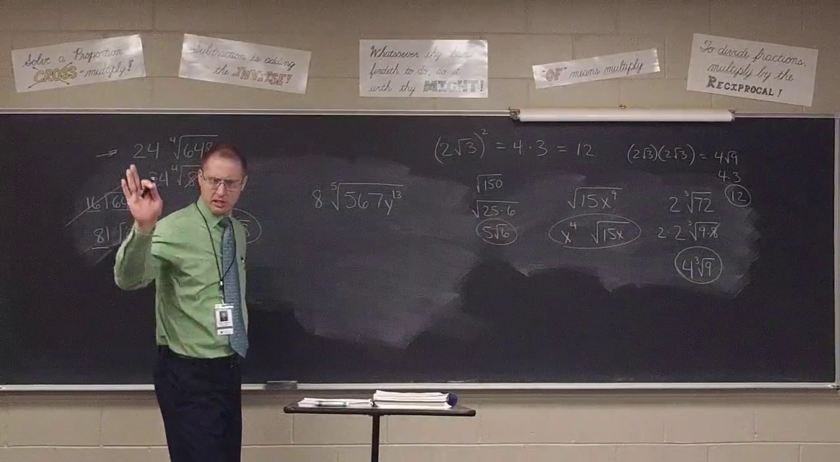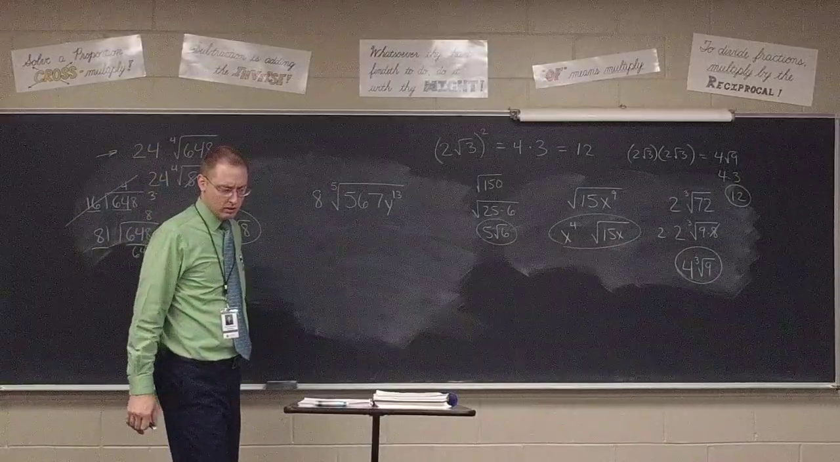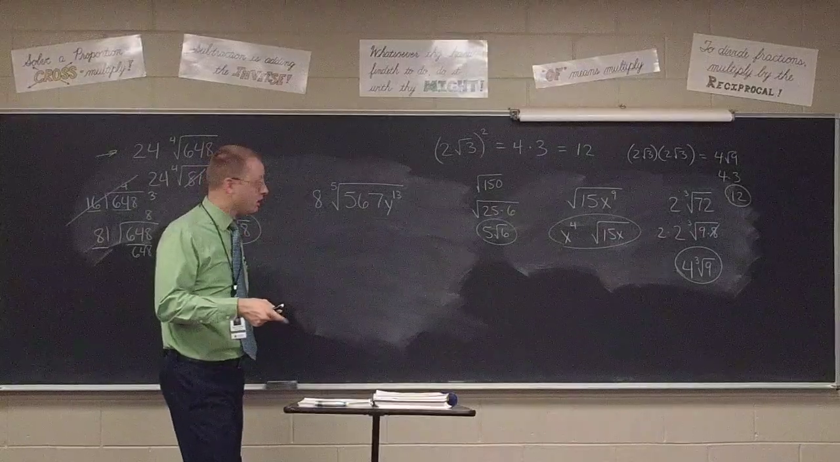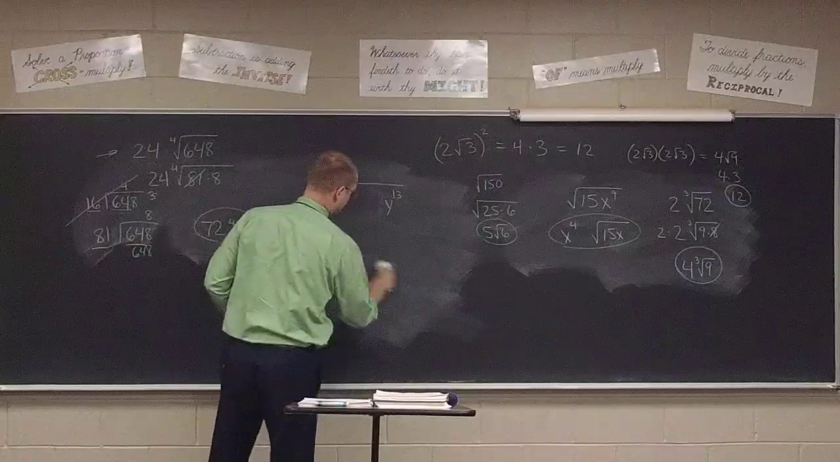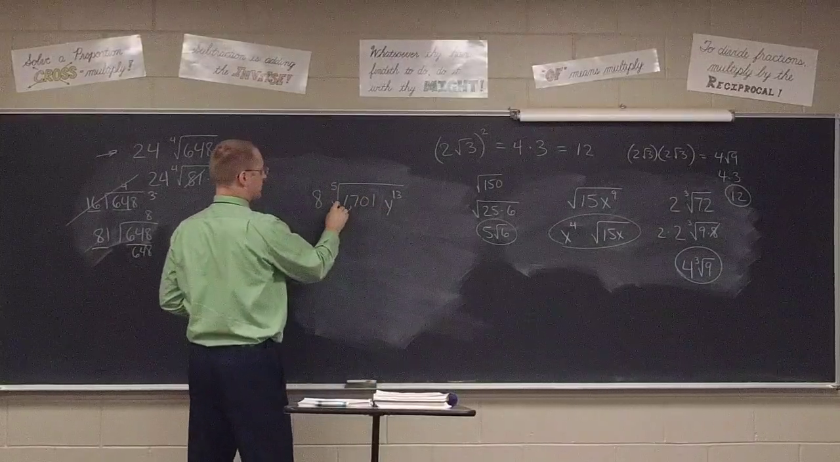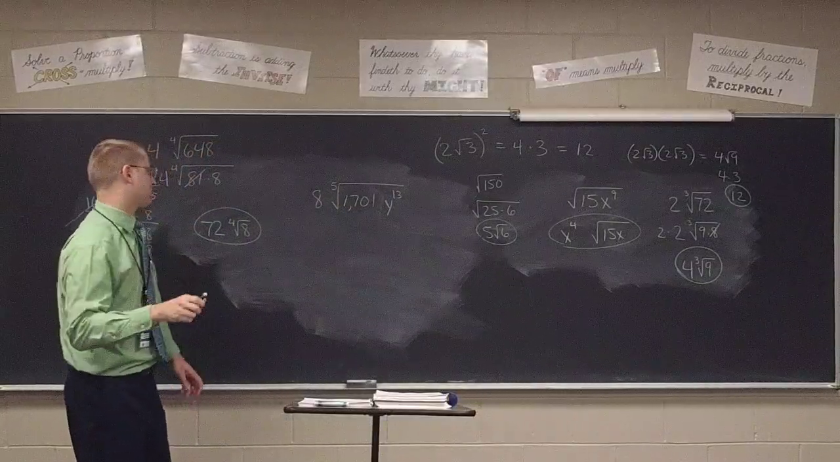567 doesn't sound right to me. Anyone else get 567? Brecken, what did you get? 1,701. 1,701? Okay, that's what you got also? All right, let's roll with the 1,701 because that sounds more correct to me. 1701. That's right. That's what both of you had. All right, we're going to roll with it.